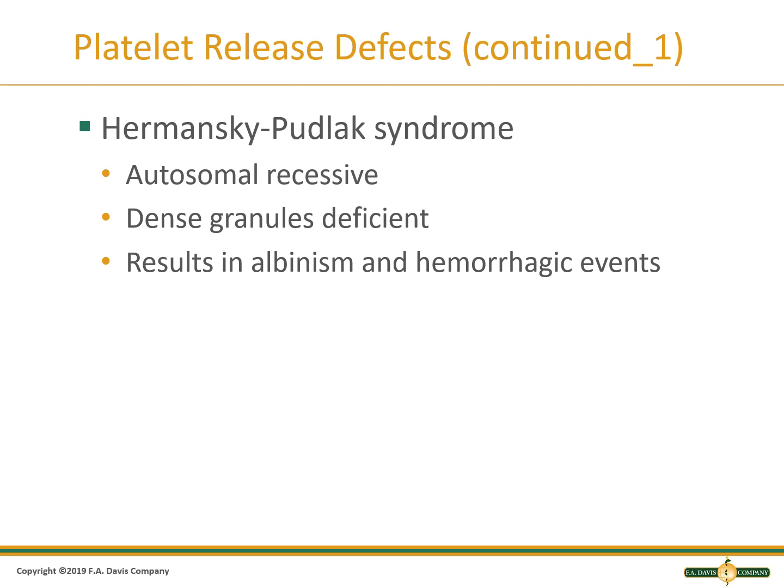Hermansky-Pudlak syndrome is a platelet release defect syndrome. It's autosomal recessive. The dense granules are deficient, which we spoke about in chapter 15, about the alpha granules and dense granules that are in the platelets. It will result in albinism and hemorrhagic events.